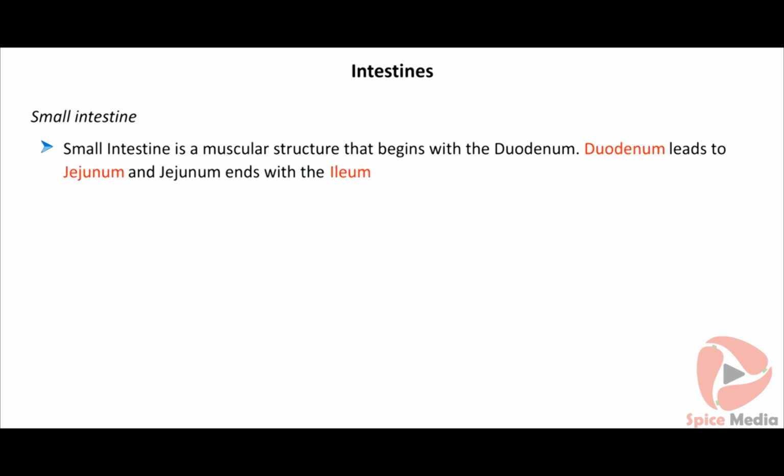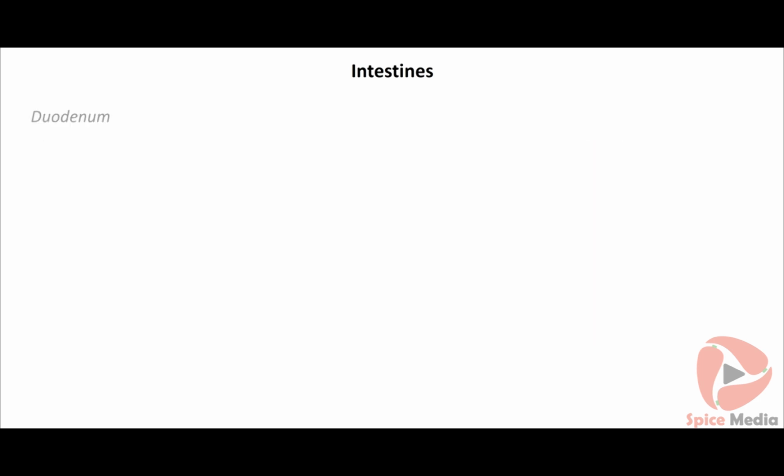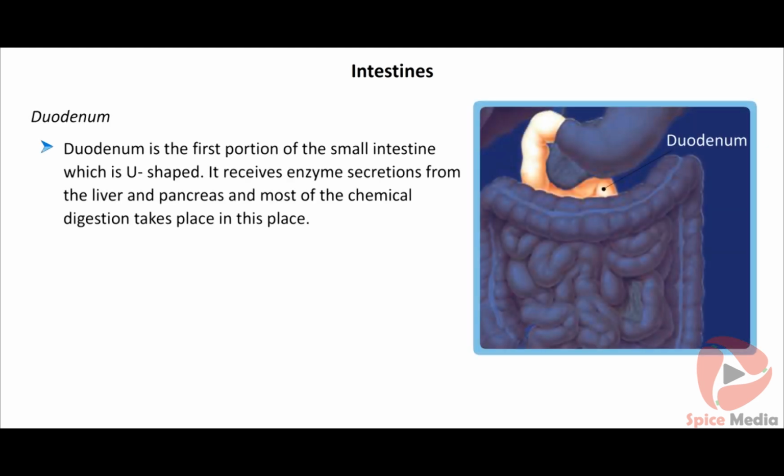The small intestine is a muscular structure that begins with the duodenum. The duodenum leads to the jejunum, and the jejunum ends in the ileum.